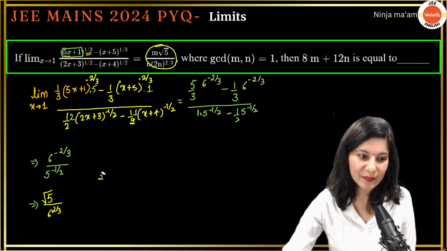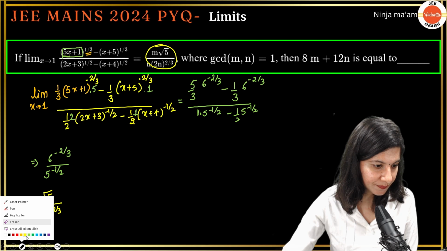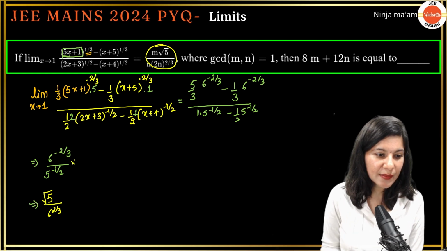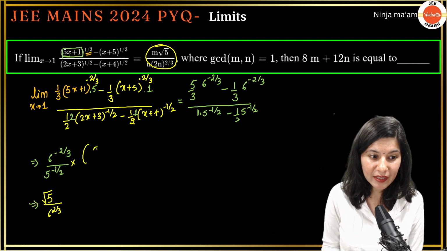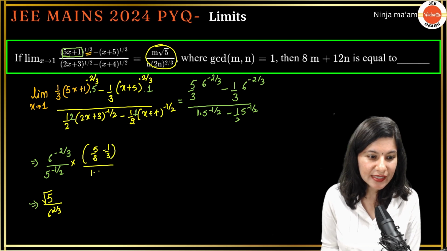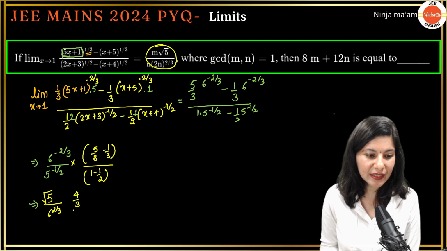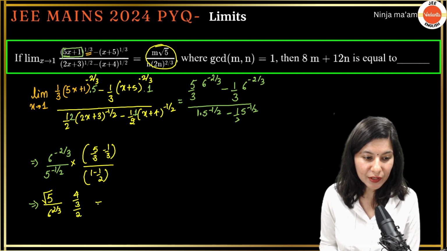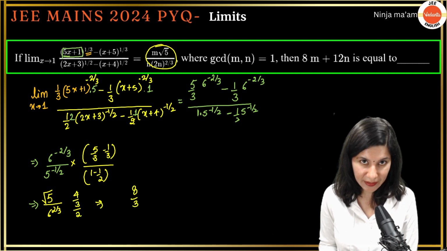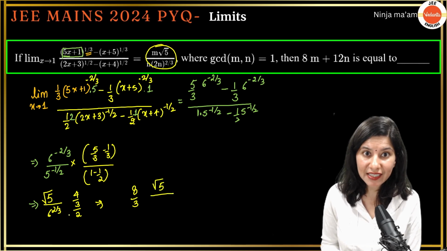Let me do it one more time. Okay. Yes, so this is 5 by 3 minus 1 by 3. Easy calculations, right? And this is 1 minus half. So you will be getting 4 by 3 by 2. So finally what we are getting is 8 by 3, correct? Root 5 whole upon 6 raised to power 2 by 3.